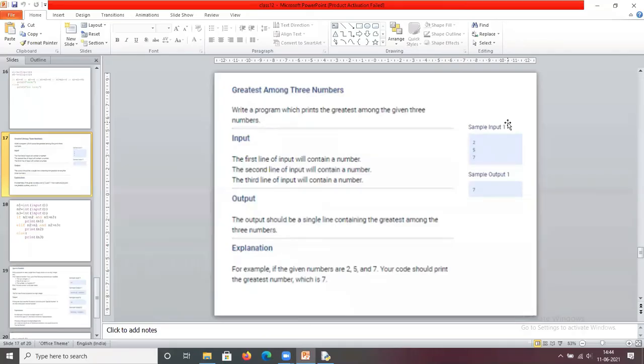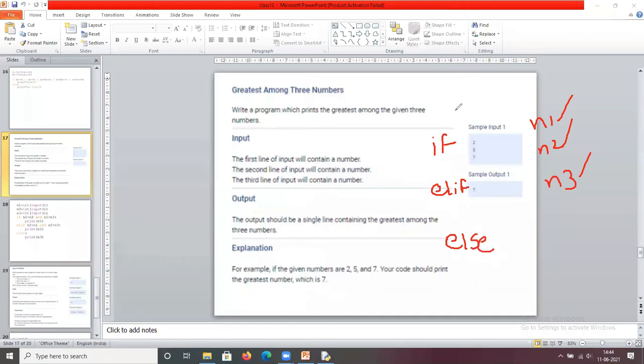So how many cases do we have? If you are reading the three numbers n1, n2, n3, how many cases do we get? Everyone please give the response in the chat box. We get 3 cases. Maybe n1 is big, or n2 is big, or n3 is big. In these situations, we are going to use if, else if, and else.